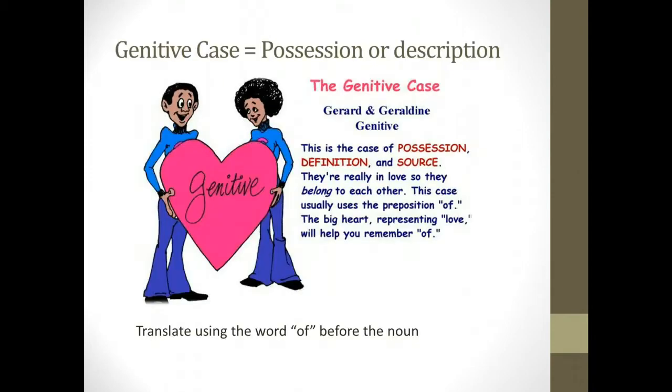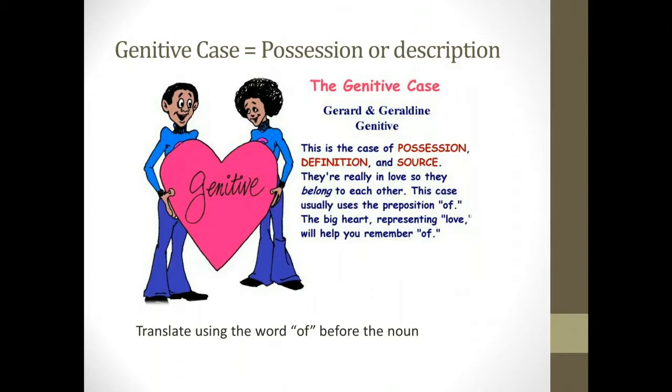Next is the genitive case. The genitive case is the case of possession, definition, or source. It tells us who or what the action is coming from, or the subject is coming from. And you can help think of it more often by the use of the word "of" before the noun. We have here Gerard and Geraldine Genitive, all right? And the genitive case here is the case of. It helps us to remember, and they're in love, which helps us to remember the word "of."